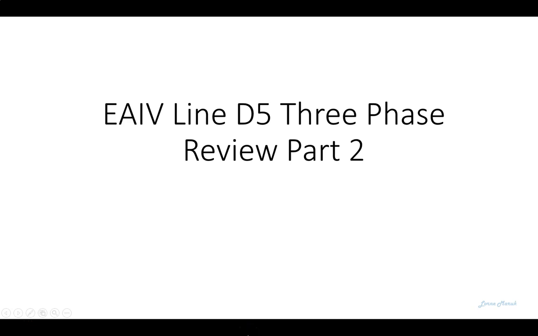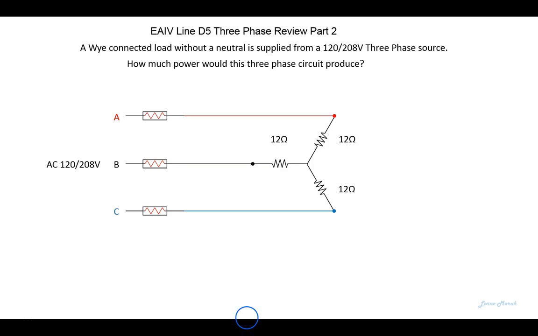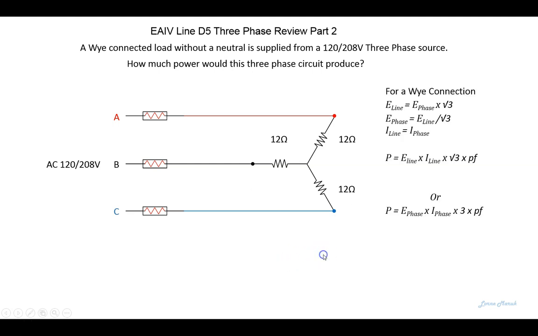In this review, we're going to look at what happens if we have an open in our fuse or one of the phase windings in a Y or delta connected load. So here we have a Y connected load hooked up to a 120/208 three-phase supply. First thing we'd have to do is see how much power this could produce as connected. And of course, for the Y connected load, we have to use the formulas for the Y system.